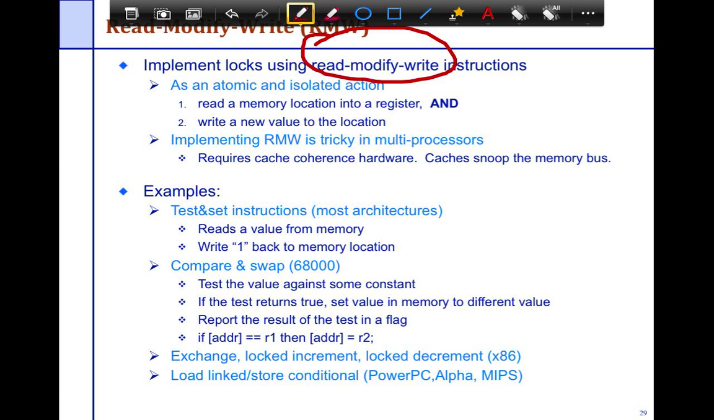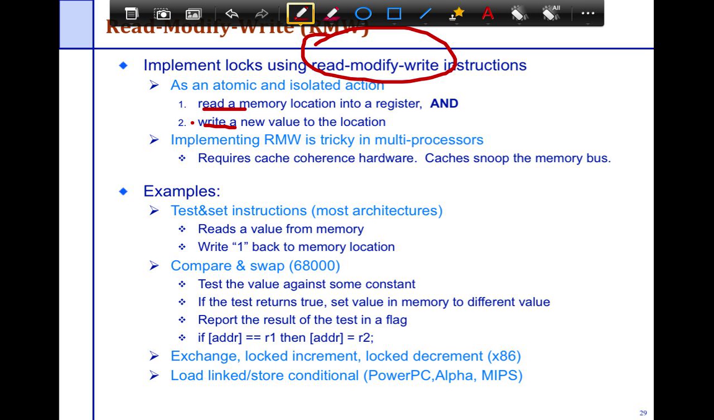So what is a read-modify-write? A read-modify-write is an atomic, isolated operation. You read a memory variable into a register and you write a new value simultaneously into the same location. So you read a value and you write it at the same time. In general, we look at the trade-offs as to why read-modify-write instructions are expensive in multi-core processors.